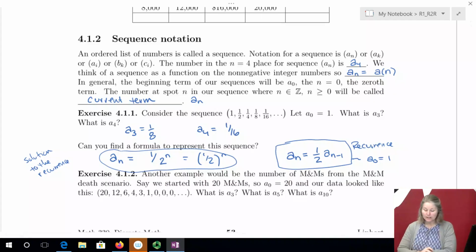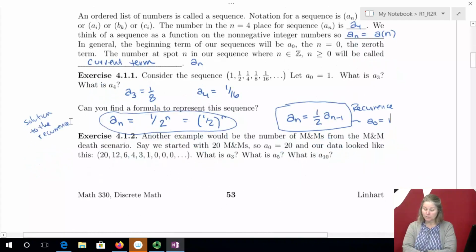All right, so let's take a look at this next question. Another example, hopefully we've done an activity in class recently with M&Ms. If we were working with the M&M death scenario, we might have started with 20 M&Ms, and then roughly half of the M&Ms would die off each time. So our initial term a0, our first term, would be 20, and then we might have had 12, and then 6, then 4, then 3, then 1, and then after that all of them had died off, so all the other answers would be 0.